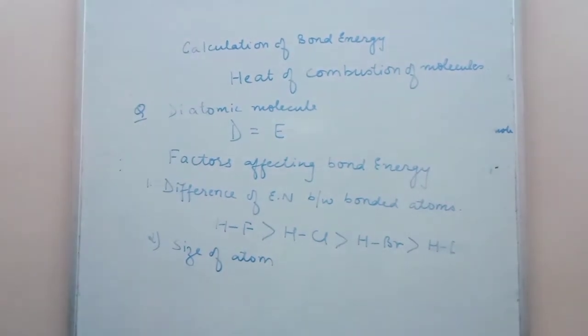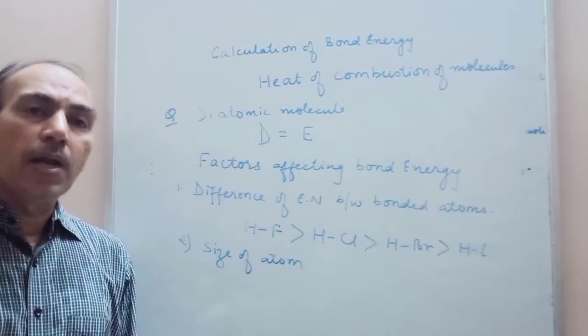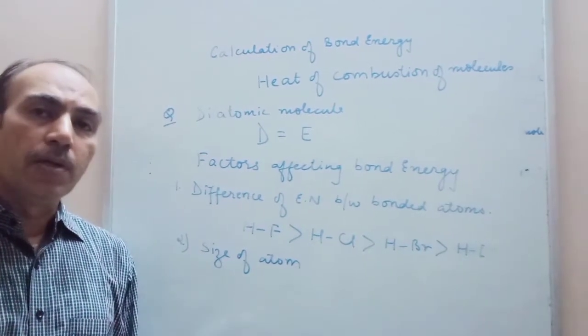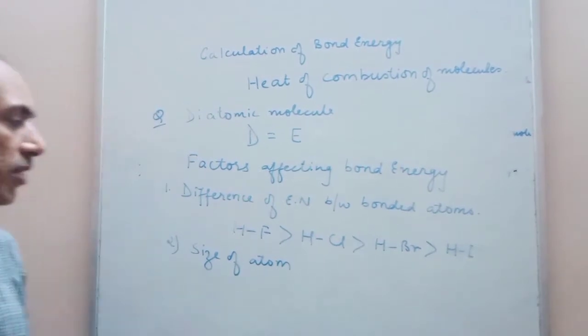Size of the atom. See, smaller atoms show more orbital overlap and they form stronger bonds, whereas the larger atoms form longer bonds, which are of less energy.